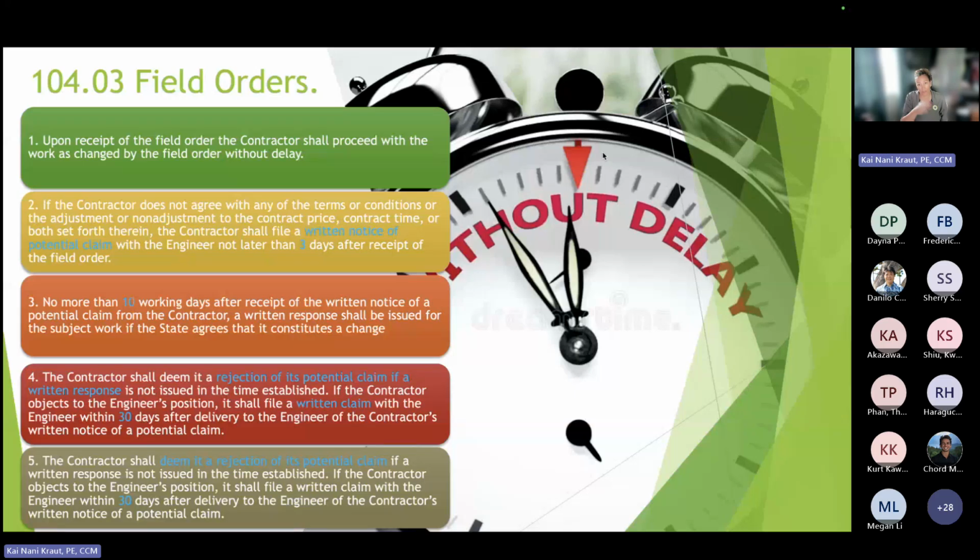And there's a process. The process has deadlines. As long as we adhere to those deadlines, we as DOT do not waive our right in a contract to reject. We don't waive our right as long as they're providing notification and we all follow the process. So again, what is the process? "If the contractor does not agree with any terms, conditions, or adjustments to the contract price, contract time, or both, the contractor shall file written notification of potential claim with the engineer no later than 3 days of receipt."